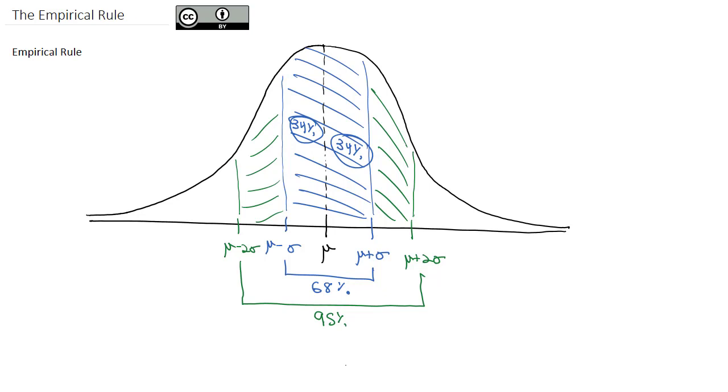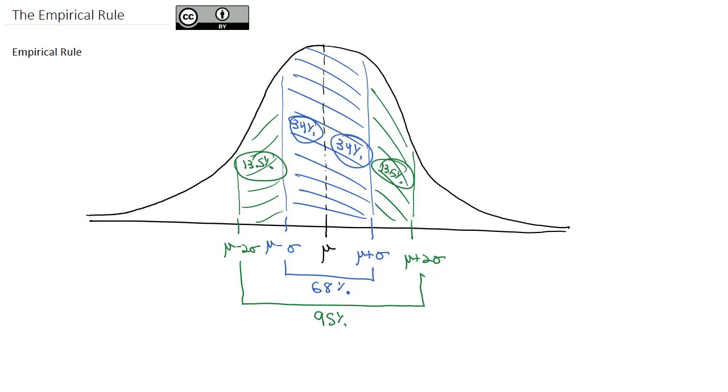Well, if I take that 95% and cut it in half, we end up with 47.5% on either side. But we already have 34% in the blue, so this little green sliver turns out to be 13.5% on the left and 13.5% on the right.